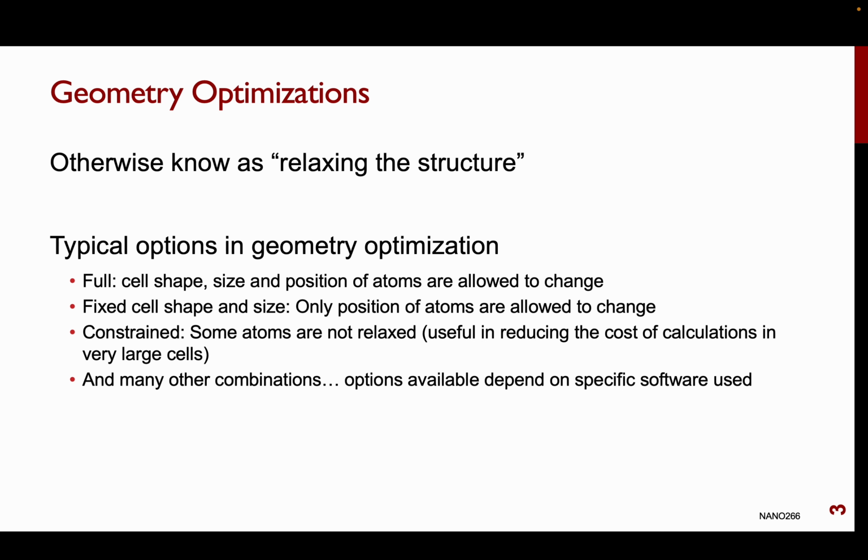And other than these three, which are the most common, there are of course many other combinations, and these three are usually supported in any quantum chemistry electron structure code that you use. Then there are also some other options which may depend on what code you are using, okay?